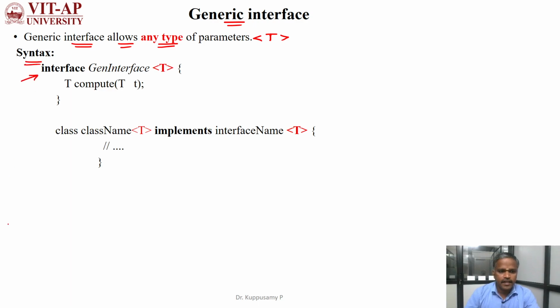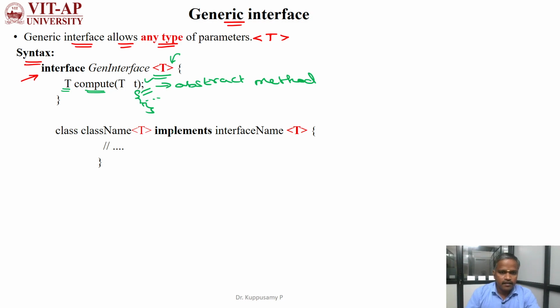Interface is the keyword. Then GenInterface is the interface name, and here we are using the type variable to represent any data type. Using the type variable, we are defining the method. This is equivalent to an abstract method because it does not have a body, so we end it with a semicolon here.